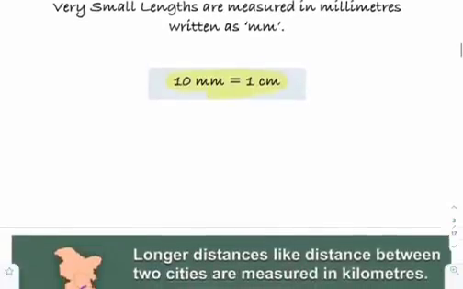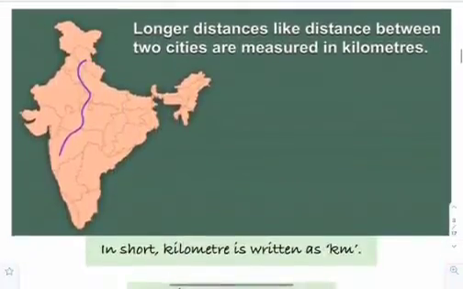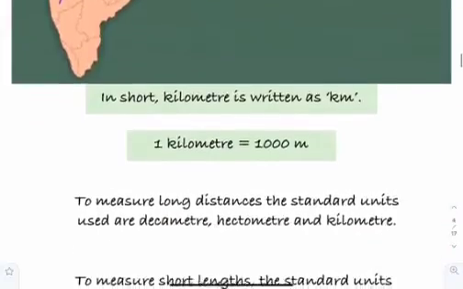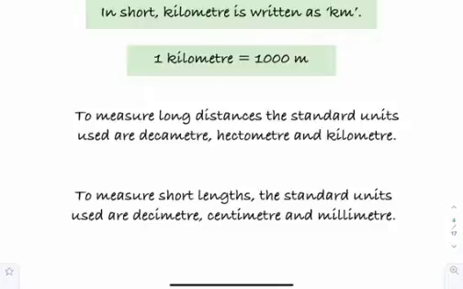Now, we spoke about smaller lengths, very small lengths. Now, how about longer distances? Longer distances, like distance between two cities, are measured in kilometers. In short, it is written as km. And what is the scale that we follow when we compare it with meters? 1 kilometer is equal to 1000 meters. This is the scale that we follow. 1 kilometer is equal to 1000 meters.